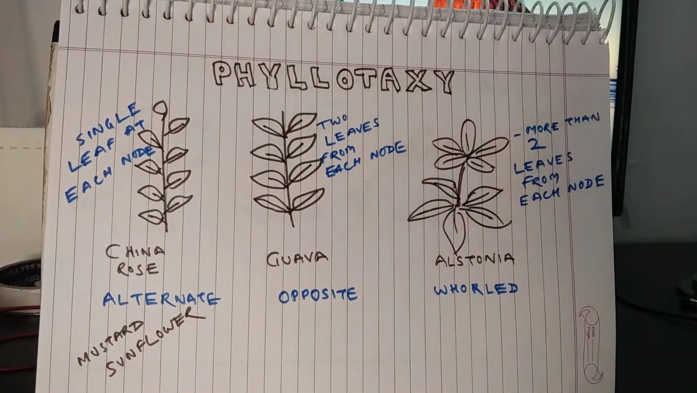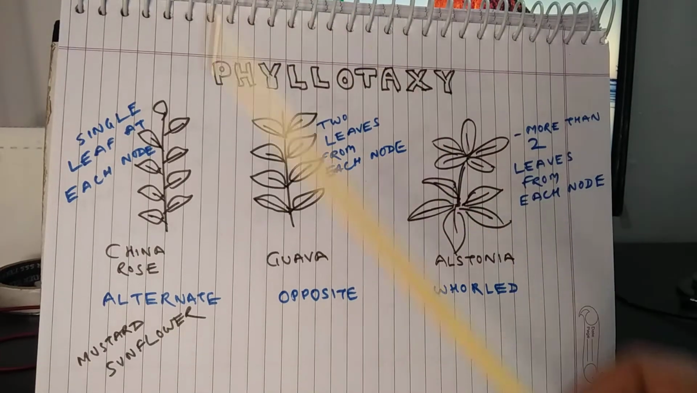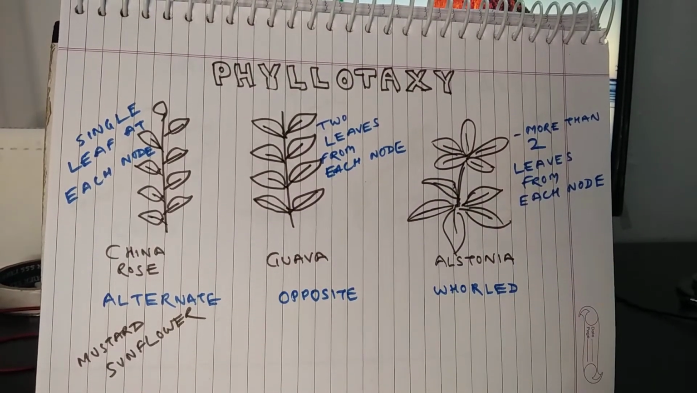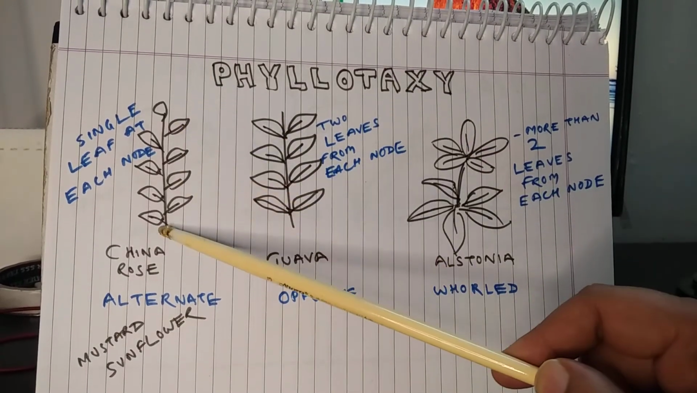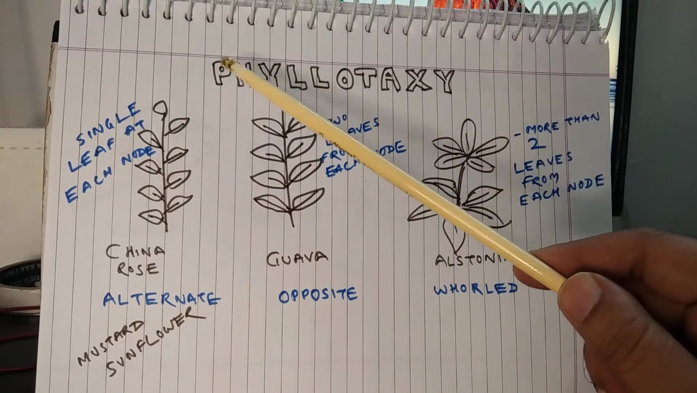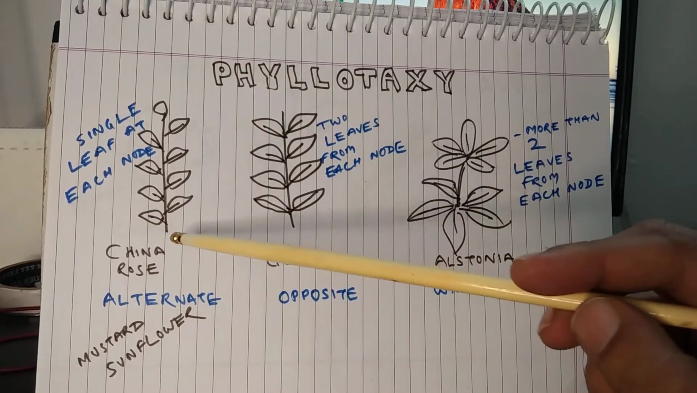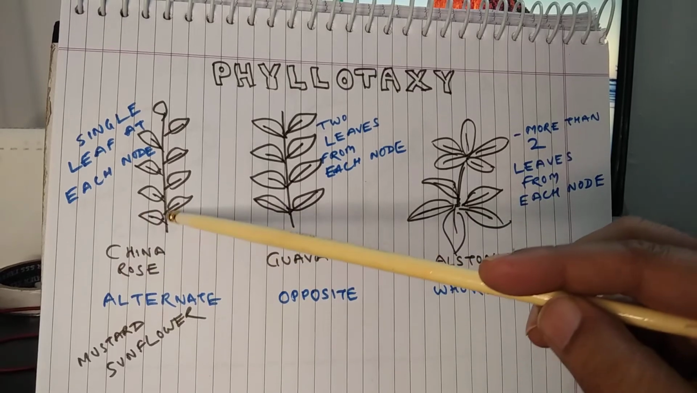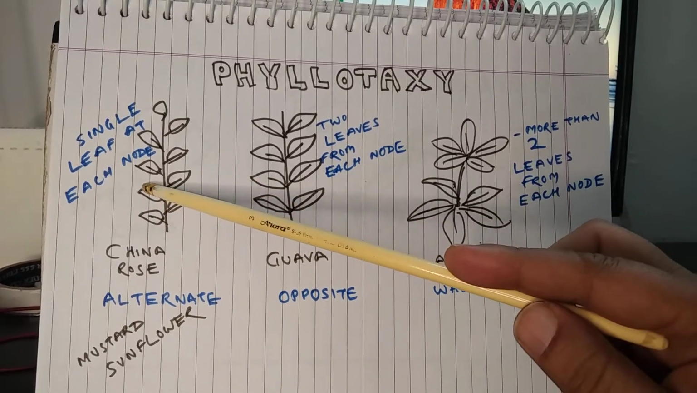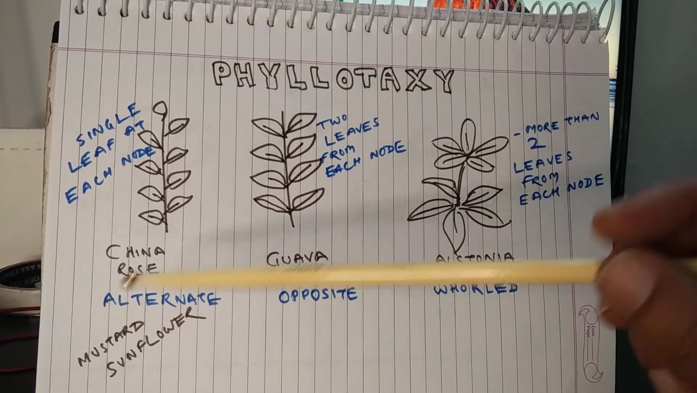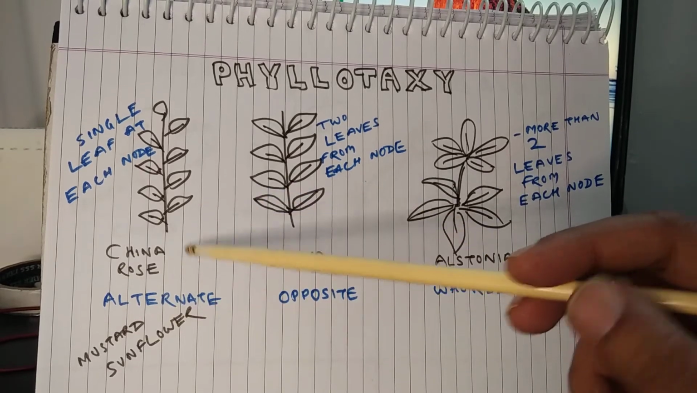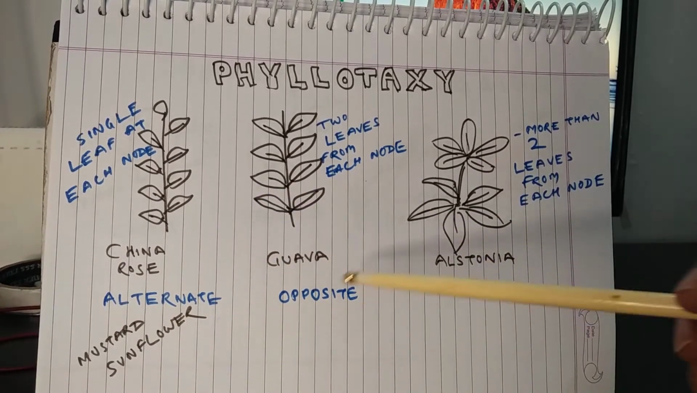Phyllotaxy. The arrangement of leaves on the main axis is called phyllotaxy. There are three types: alternate, opposite and whorled. When a single leaf arises from each node in alternate fashion, then the phyllotaxy is called alternate. So one leaf is arising from this node, another leaf is arising from this node, then third one from here, fourth from here, fifth from here, and so on. Examples of alternate phyllotaxy are China rose, mustard, and sunflower.